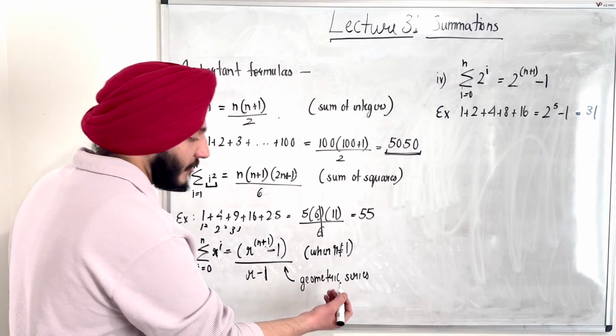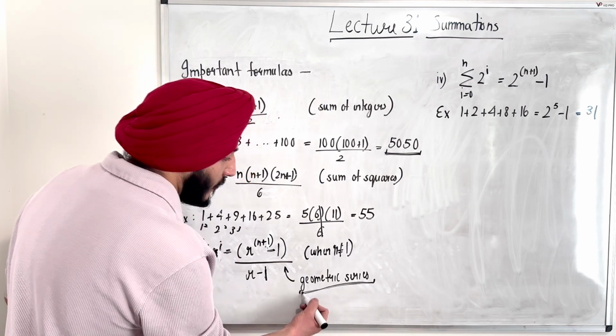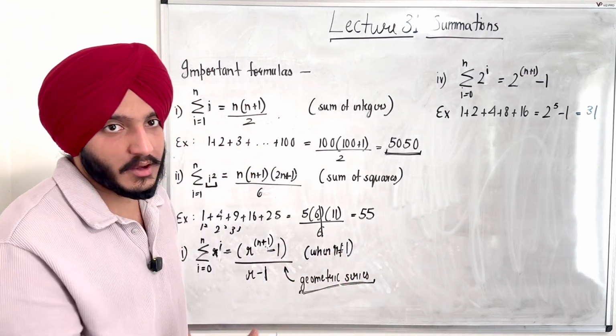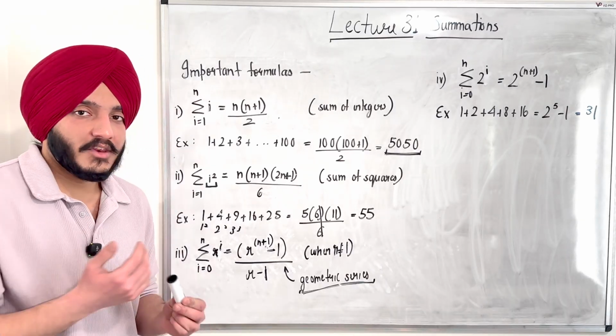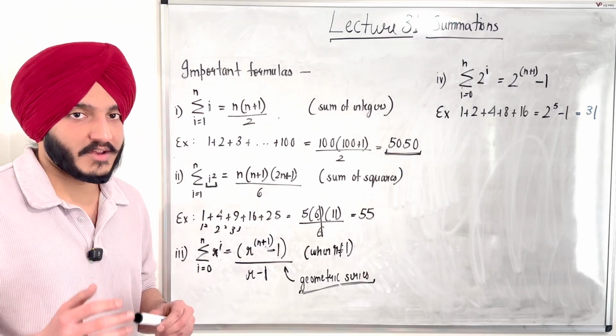This is called the geometric series. And there's one important point that I would like to make in this video, which is this is only for when r is not equal to 1, right? So we need to make sure that r is not equal to 1. And the reason is very simple. I would like you guys to pause the video and try to figure out what exactly that would be.